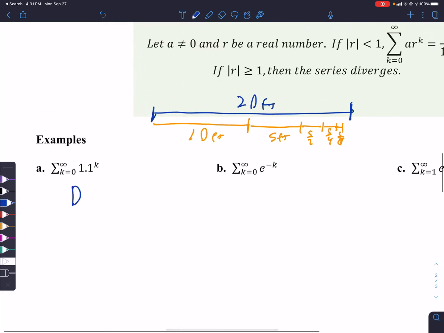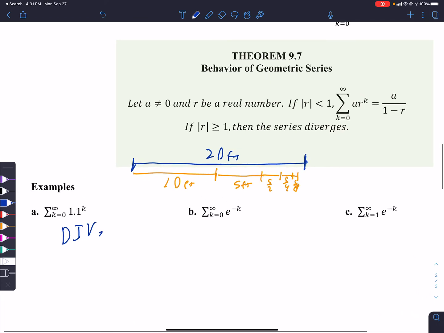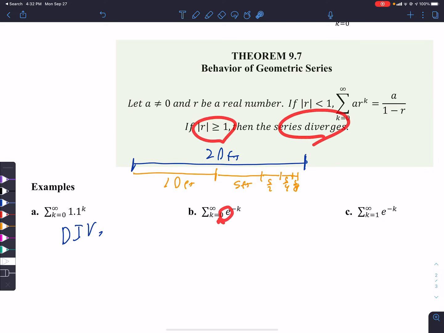First one diverges. Why? If you look, you should recognize this is geometric because you have a r to a power. So that's how you're going to recognize geometric. But what's your r? R is 1.1. What does it say? If the absolute value of r is greater than 1, it's going to diverge, so that diverges. This one's weird. Some of you might say, oh, the base is e, divergent. E is bigger than 1, divergent. But that is a minus k.